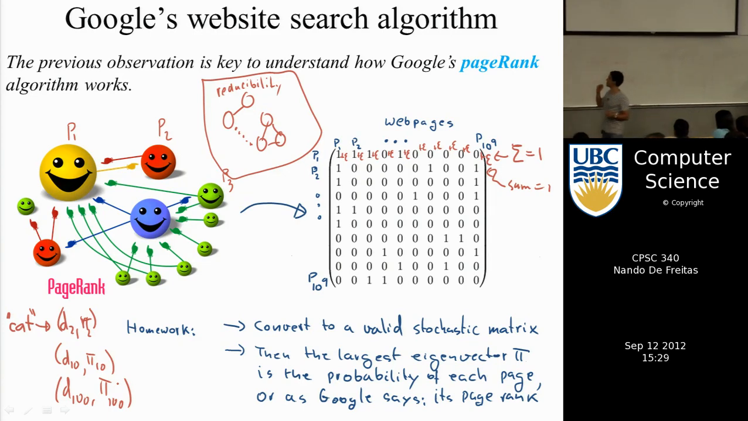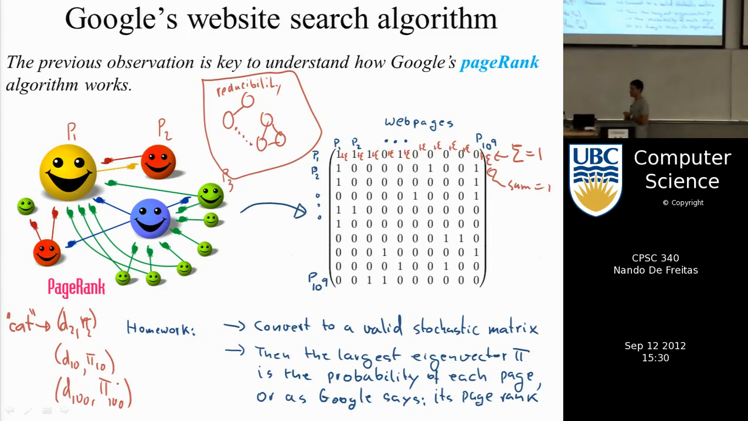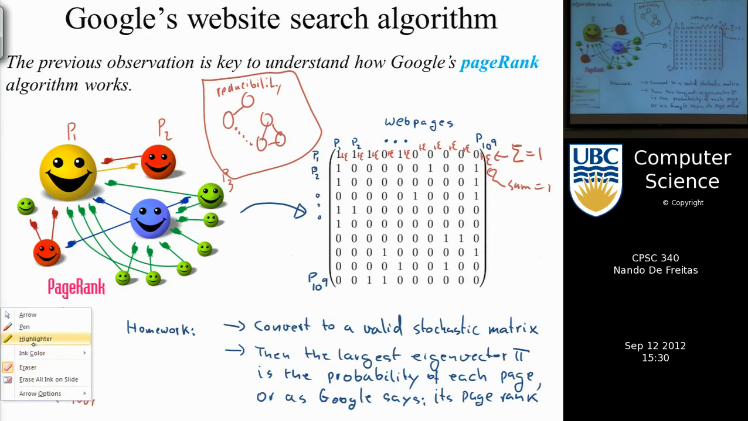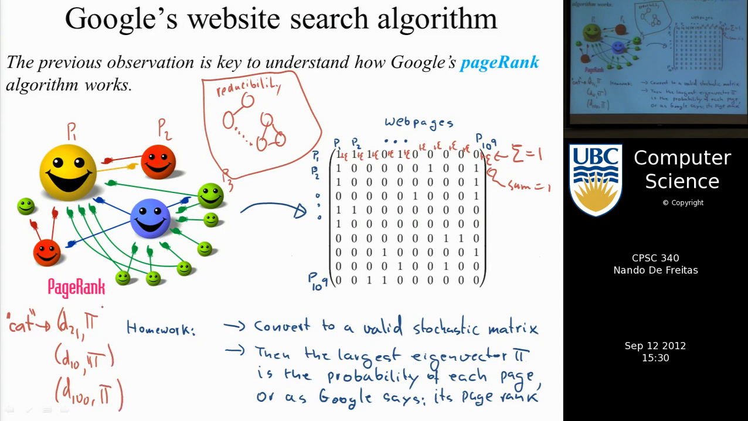Okay, so let me repeat that. What we do is we first compute the vector pi. Maybe my notation here is not clear. Let me just redo this notation a bit. So we're going to start with a pi naught. We're going to multiply times the matrix G lots of times, say 1,000 times, and that eventually will converge to a vector pi.